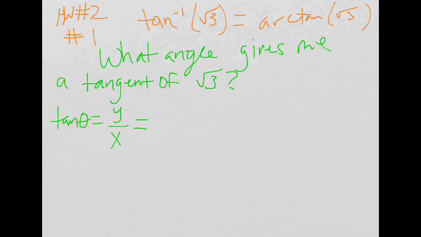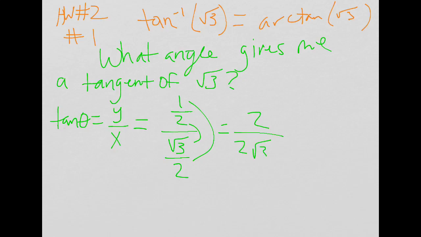So let's try 1/2 over root 3 over 2. So if I do the flip there, I get 1 times 2 on top and then 2 times root 3, which gives me 1 over root 3. Is that what I'm looking for?